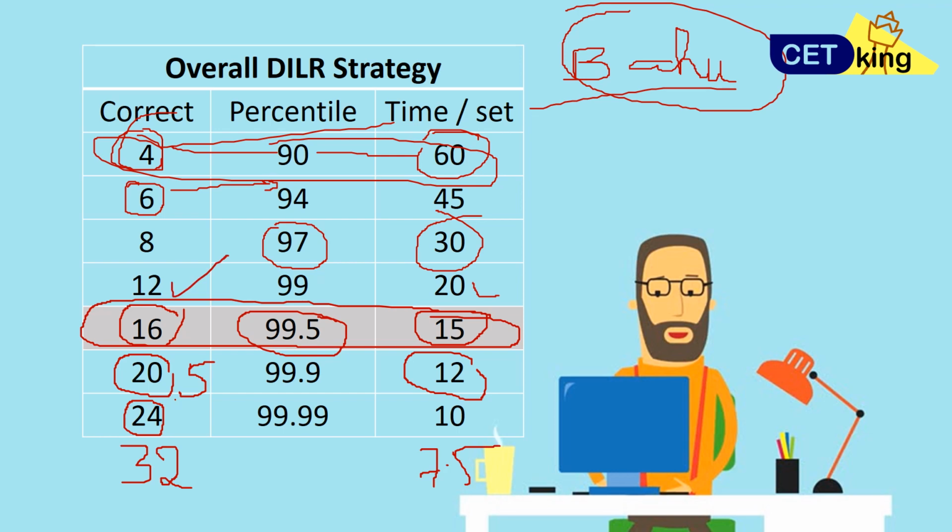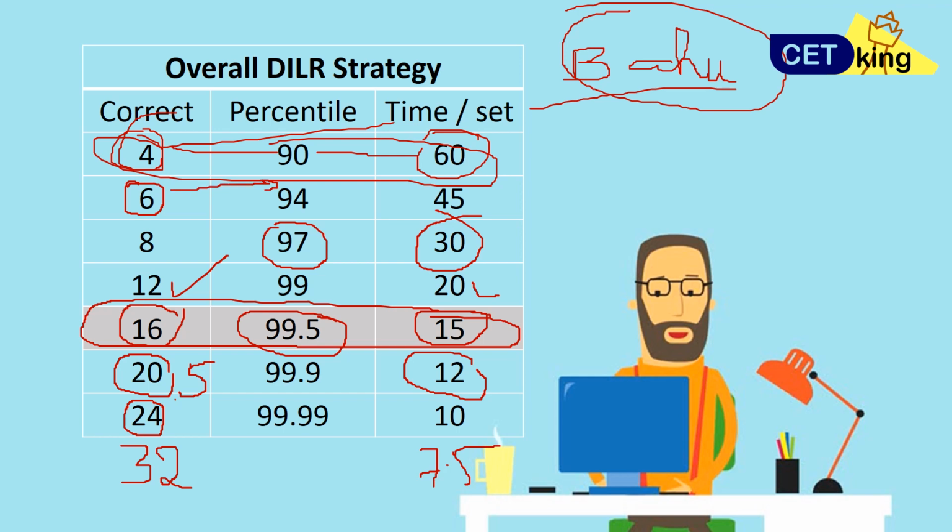So 12 questions right, 3 sets right, I'm getting 99 percentile. 20 minutes per set is a very, very good bargain. Don't overdo it. Do 30 minutes per set. Do only 2 sets. You'll still be getting 95 to 97 percentile. 6 questions correct, that is only 1.5 sets correct.